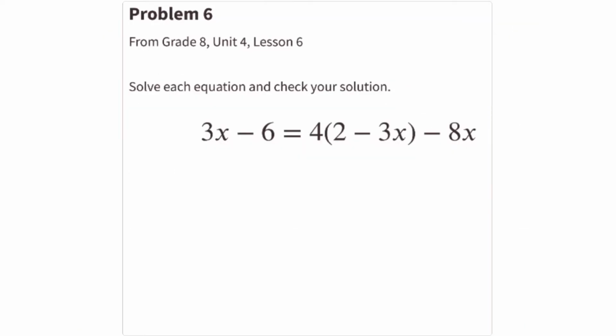For problem number 6, you're given 3 equations to solve, and in each case you're supposed to check your solution. Turns out that checking your solution for this one is actually the hard part. So let's go through this.